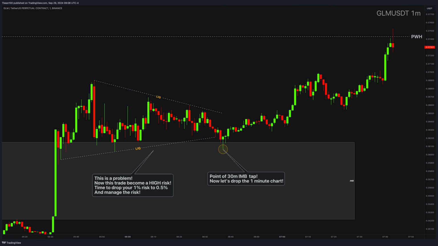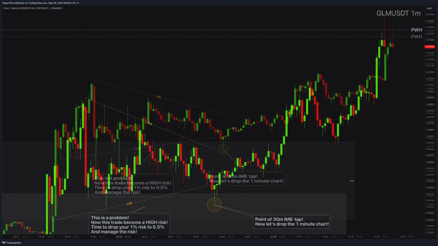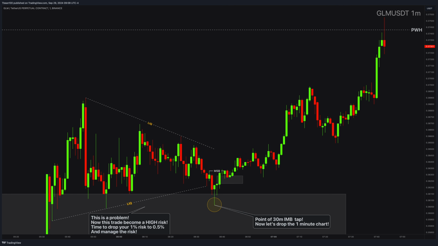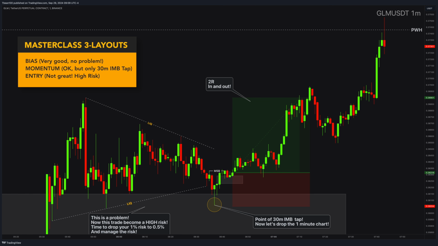The only thing I can do here is reduce my risk, cut in half and risk less money if I am to take this trade. As you can see, there is a weak market structure break here with a nice imbalance. This is your entry point for a clear 2-hour in and out setup.